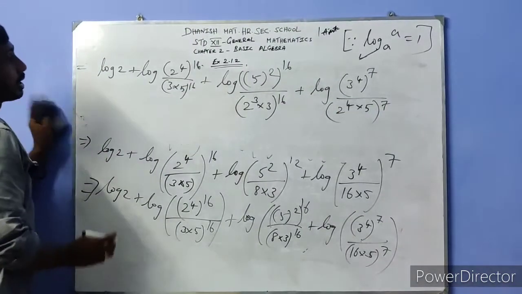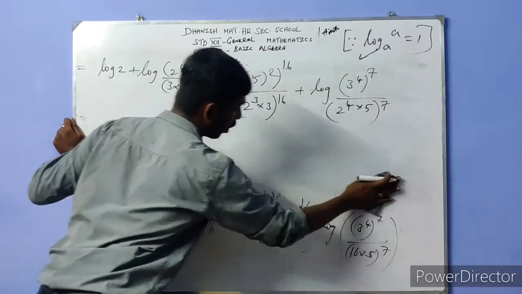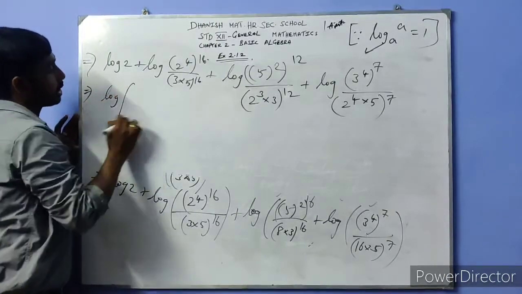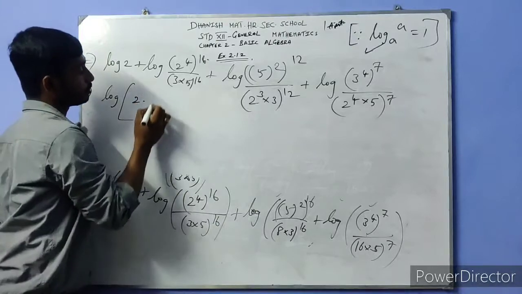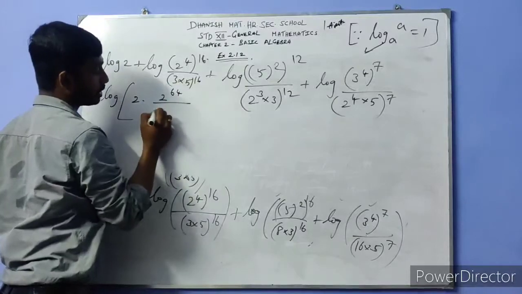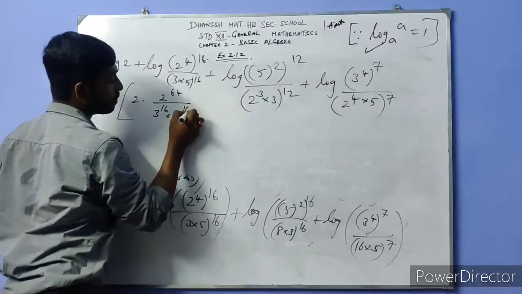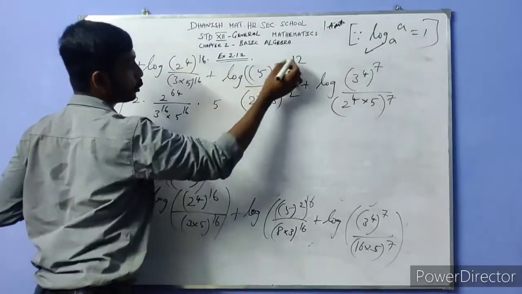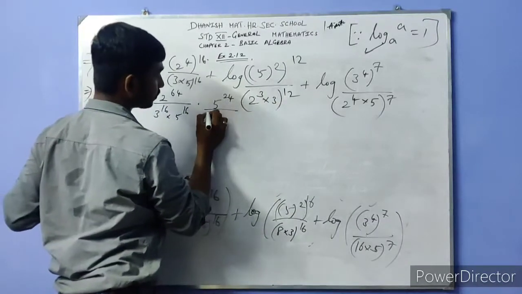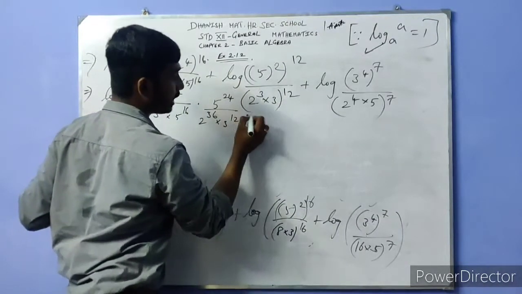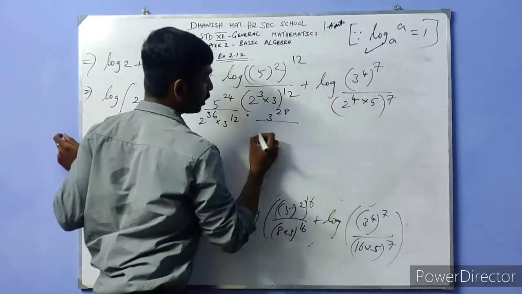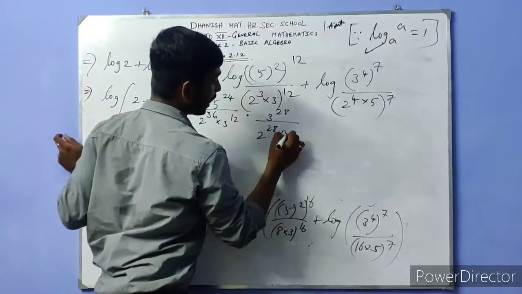Now I am taking log commonly from this equation, that condition we are using. Using the same condition here, 2 into, here multiplying the power, that is 4 into 16, that is 64, here multiplying 3 power of 16 into 5 power of 16, into 5 power of 2 into 12, that will be 24, divided by 2 power of 3 into 12, that will be 2 power of 36, 3 power of 12 into, here 3 power of 4 into 7, that will be 28, divided by 2 power of 4 into 7, 2 power of 28 into 5 power of 7 here.